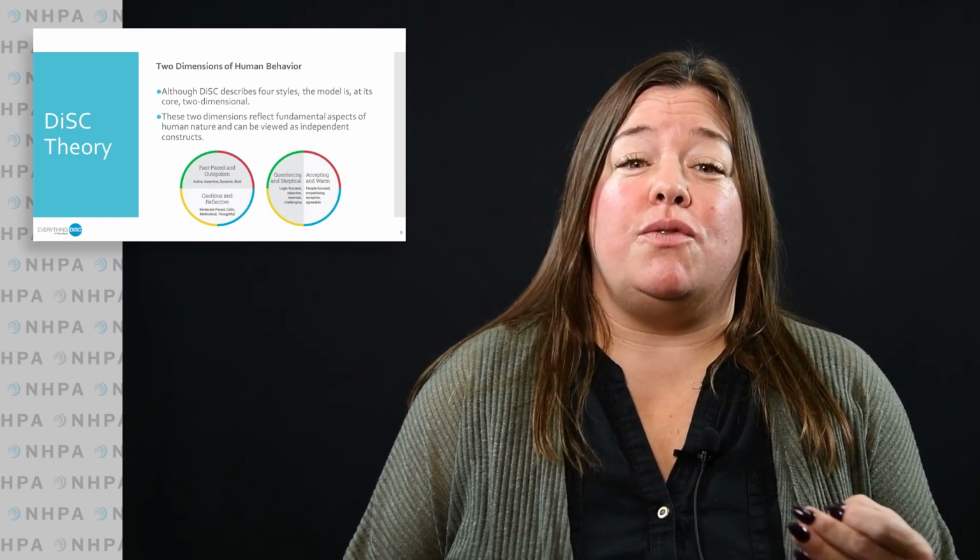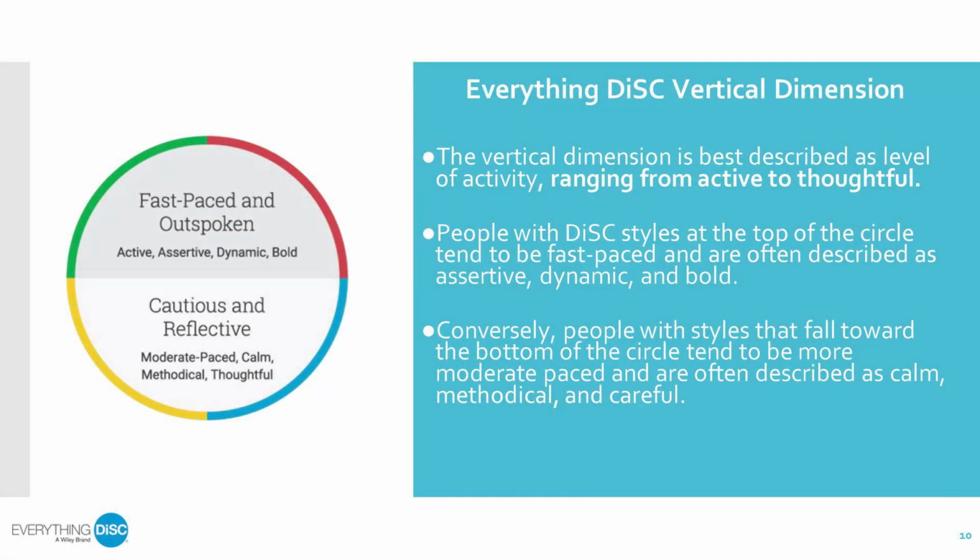So let's start with the vertical dimension. When you see this circle here, you're going to see a circle that says, on the top, fast-paced and outspoken, and on the bottom, cautious and reflective. So you'll see that the vertical dimension is best described as a level of activity that's ranging from active to thoughtful, right?